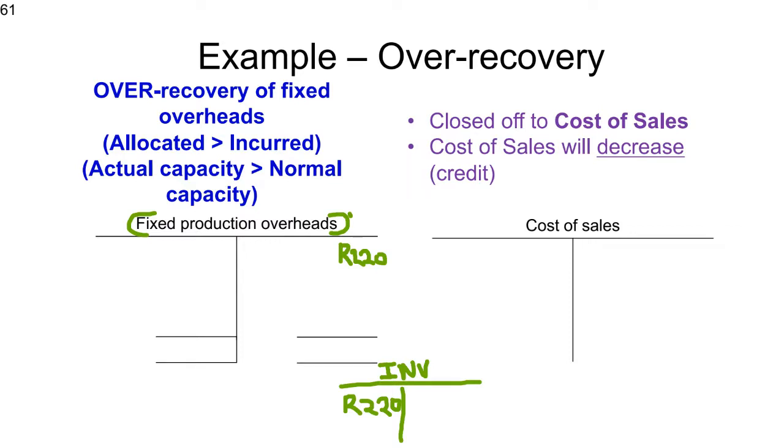Now, during the year, we sold goods. What's that journal entry when you sell goods? It is debit cost of sales, credit inventory. So we did that. Now, let's assume we sold all the goods that we produced, which means we would have credited our inventory for the full 220 and therefore debited the cost of sales for the full 220. Make sense?